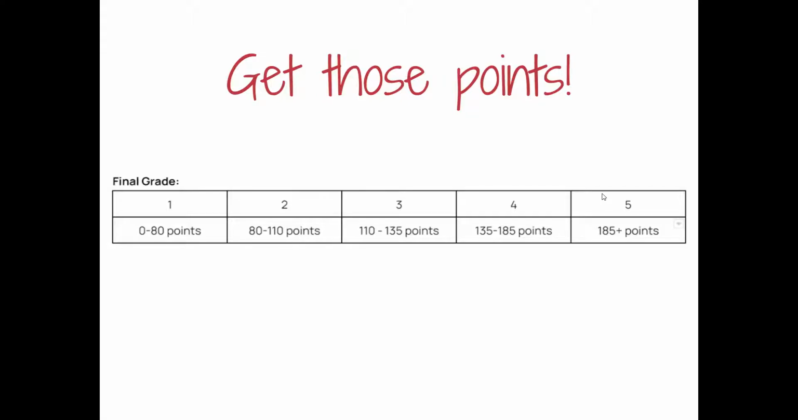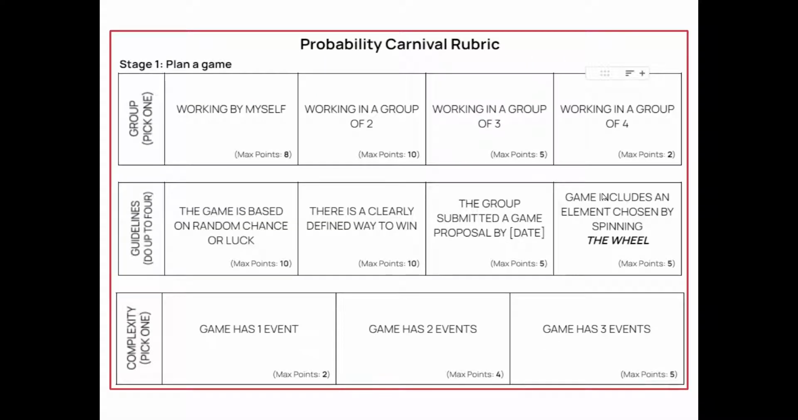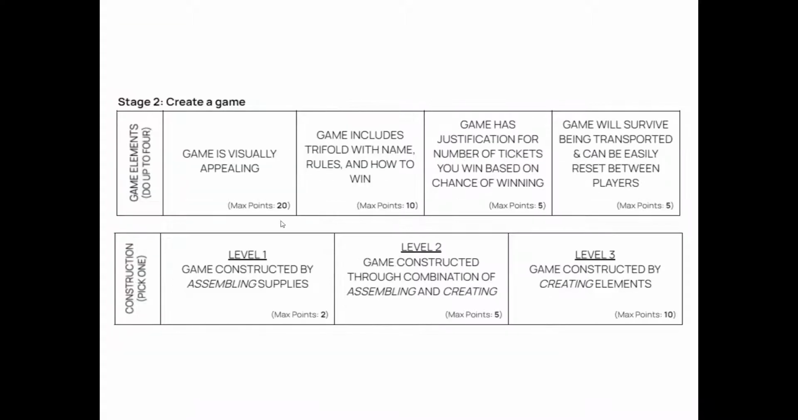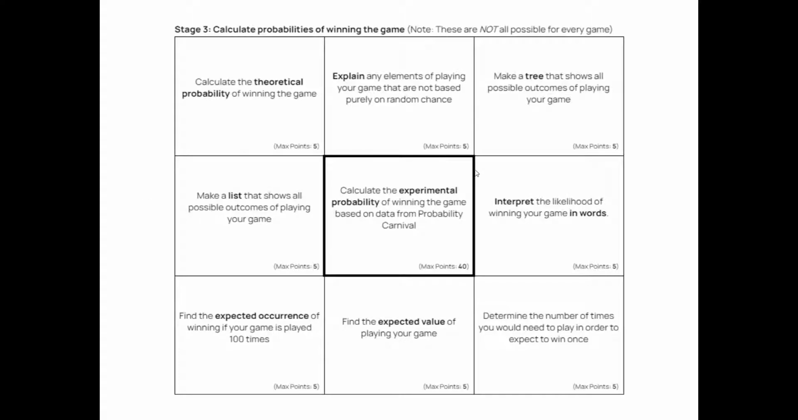You're going to earn points by doing these things. You're going to plan a game. Notice we're going to give you a sheet that explains all this and has this information written out. You're then going to create the game. One thing to note, if it looks really good, you're going to earn 20 points. That's a lot of points. Finally, you're going to do some math.